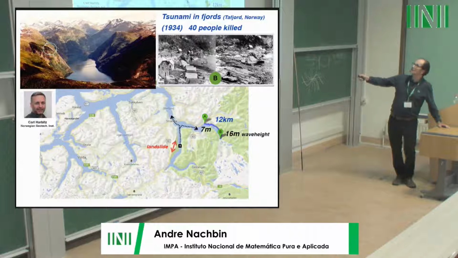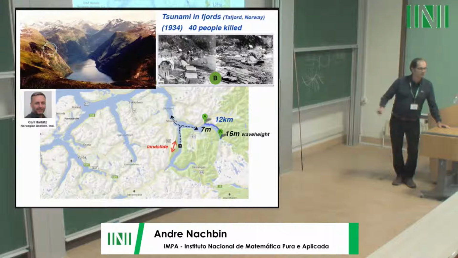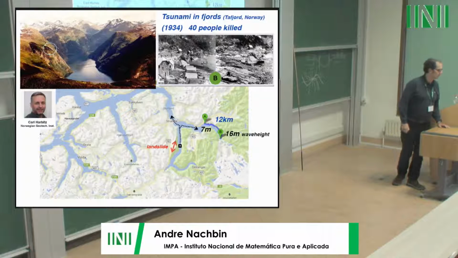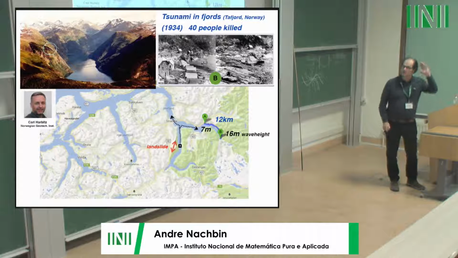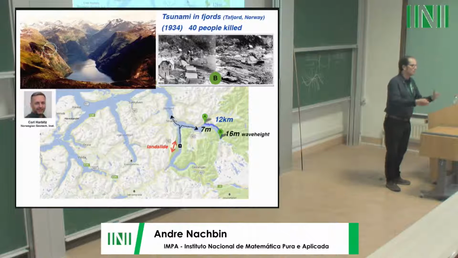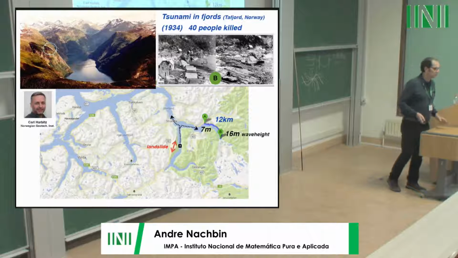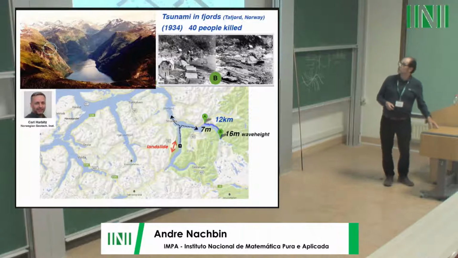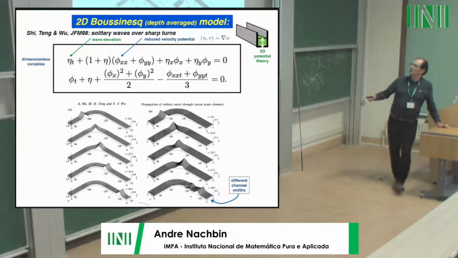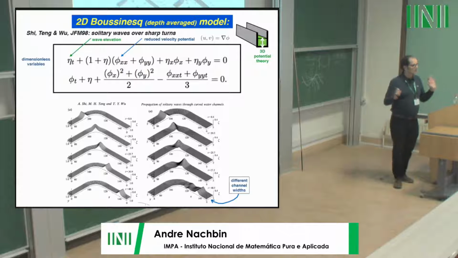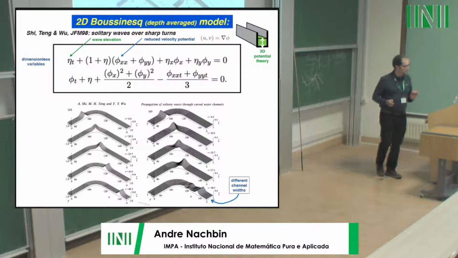This is the city before and after the tsunami. You're in this beautiful city. 40 people got killed. So that's why Carl Harbitz mentioned the Norwegians. They're monitoring, they're doing modeling and so on about this. Okay, so here are more figures from their papers, beautiful figures of sharp turns and so on, and different channel widths. And here is the Boussinesq model they are using.